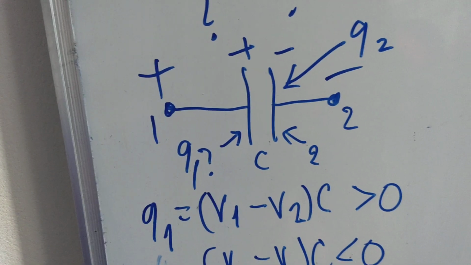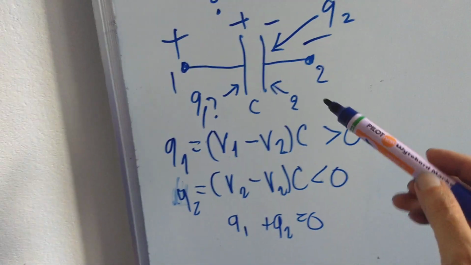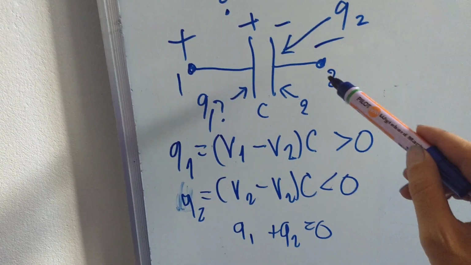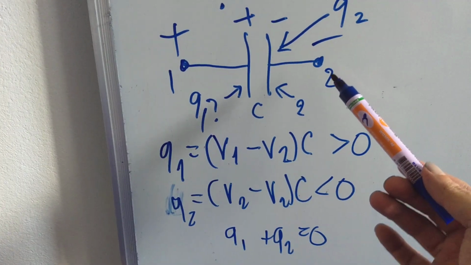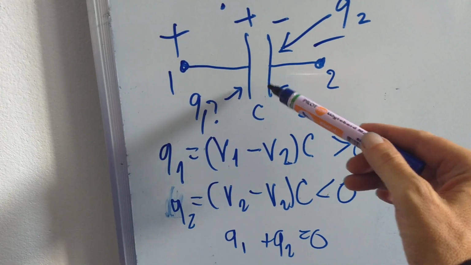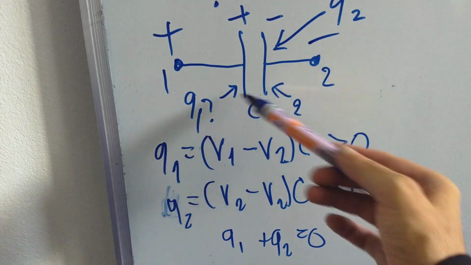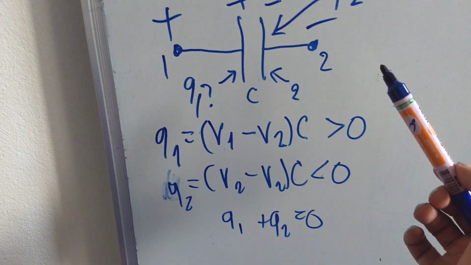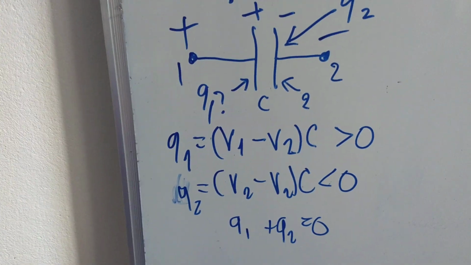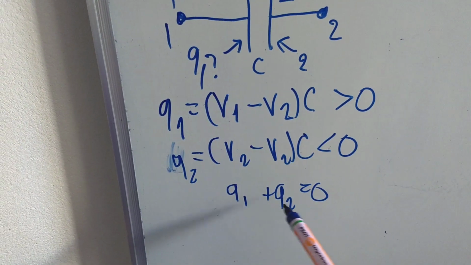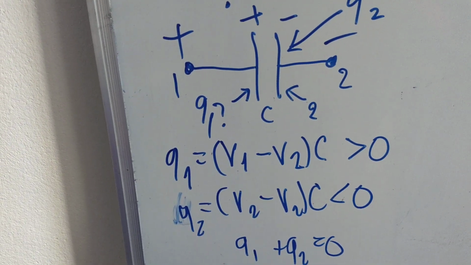Now, Q1 plus Q2 has to be 0 because there is nowhere for the charge to go. This is like an open circuit. There's no current flowing anywhere. So whatever charge is on this plate and whatever charge comes on this plate, the total has to be 0. Just think about it. There's no way for charge to get into this system and no way for charge to get out of it. So by conservation of charge, the two must give you 0. And if you plug these things in, you'll see, yeah, it's true.